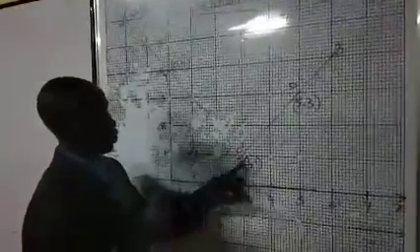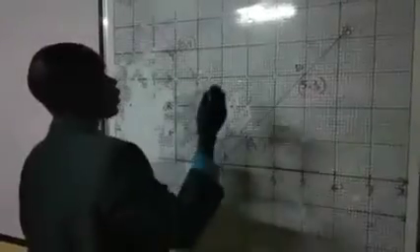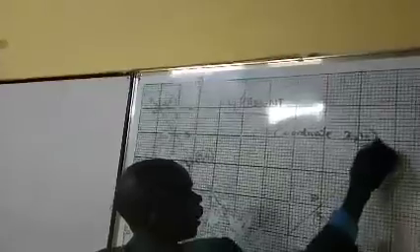Therefore, C is the point 3, 1, and D is the point 5, 3, because 5 is on the x-axis and 3 is on the y-axis. Therefore, this 5, 3 is called the coordinate of D. So, coordinates are given in the form of x, y. The first value represents the value on the x-axis, and the second value represents the value on the y-axis.